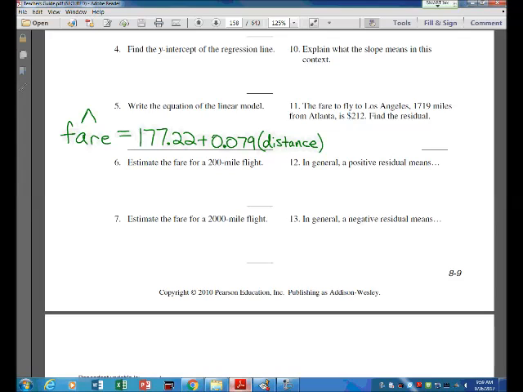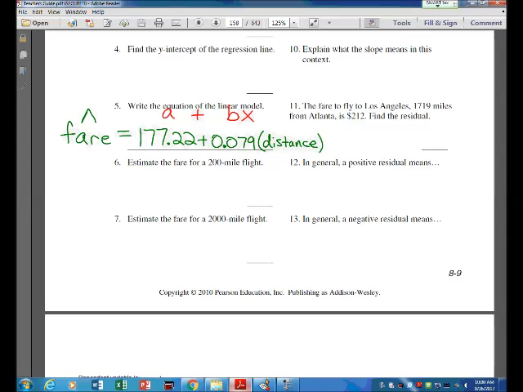All right, so let's go ahead and answer number 3 and 4, since we've already written down the equation. 3 says to find the slope and the y-intercept. Well, the slope, since this is in the form a plus bx, the slope is actually going to be the b value. All right, so our slope is 0.079, and our y-intercept is 177.22.